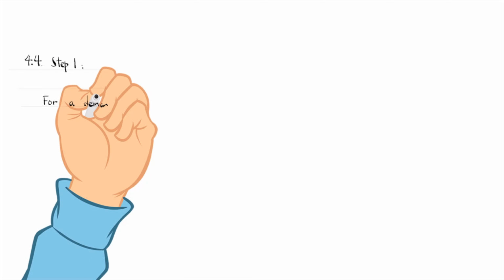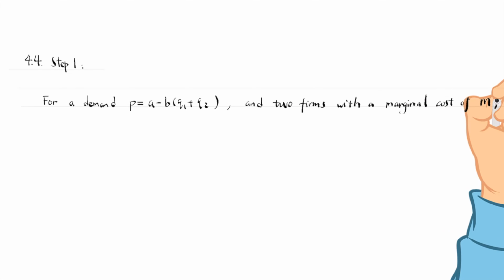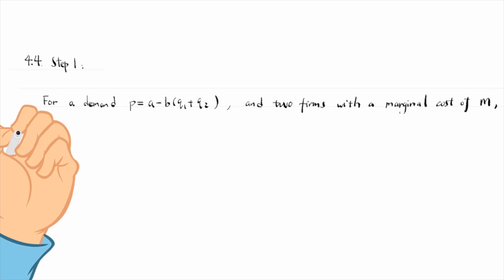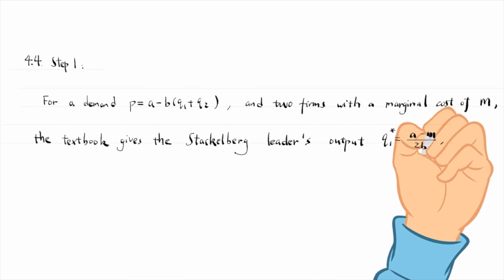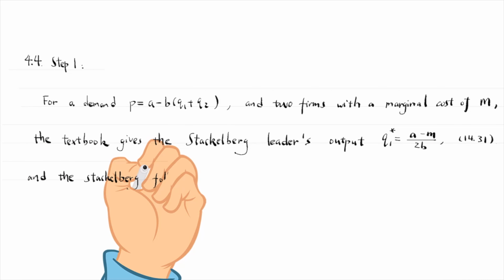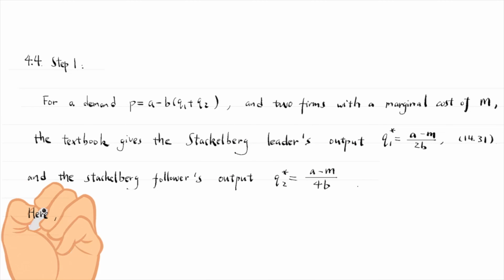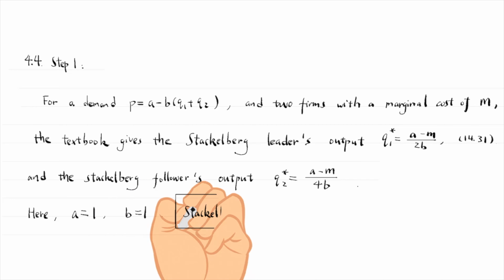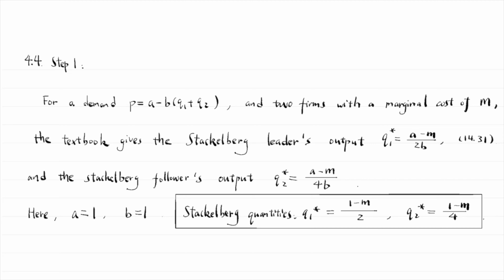For a demand curve, P equals A minus B times Q1 plus Q2, and two firms with a marginal cost of M, equation 14.31 in the textbook gives the Stackelberg leader's output and the Stackelberg follower's output. In our example, A equals B equals 1. So the Stackelberg leader and follower quantities are as follows.